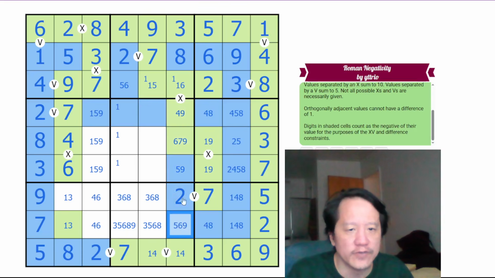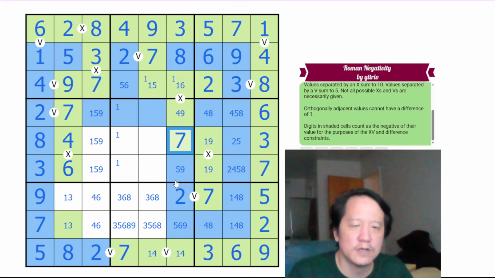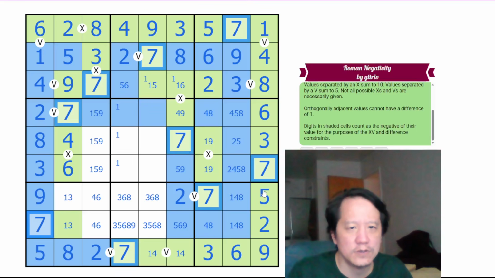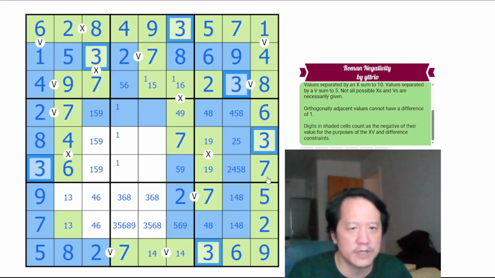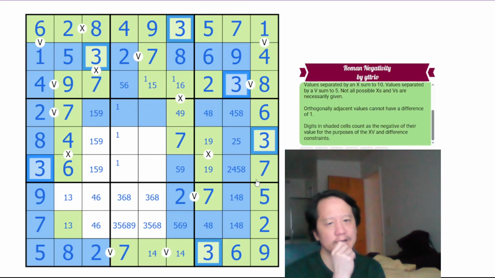Where is the 7 in column 6? Well, I guess it can't be any of these, or these because of 7s in the rows, so this has to be 7 here. Interesting. That gives us all 9 7s. We have all the x's and v's solved, so it's now just the consecutiveness then.